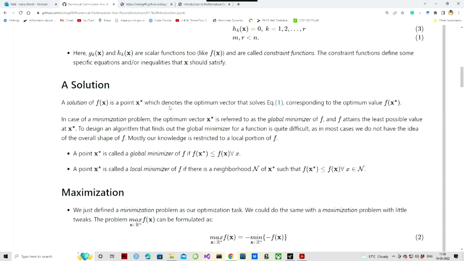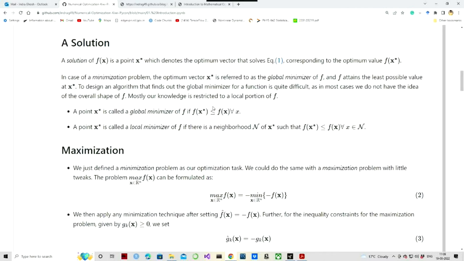Next, the important part is what a solution is. This is what we are trying to find: the solution of f of x, which is given by this point x star. This x star is the vector where f of x has either a minimum or a maximum value. But there can be multiple minimum or maximum values, depending on where your initial point is. That's an important problem to consider, so that's what I'll mention next.